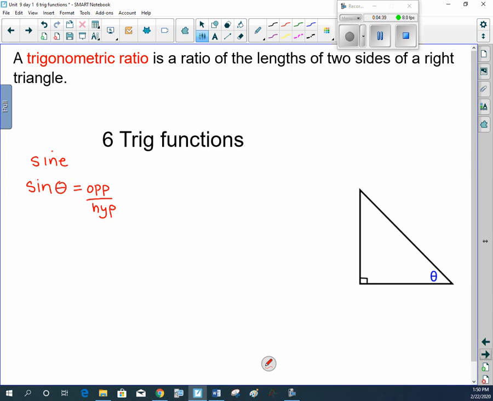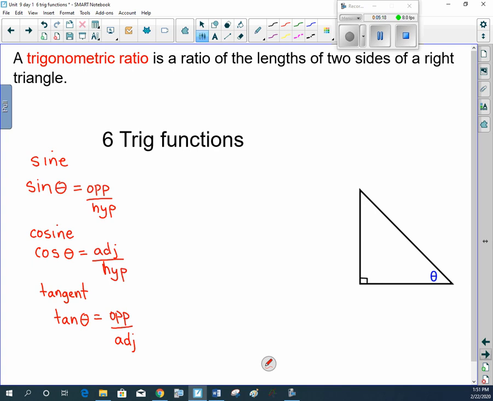Okay, the next trig function is called cosine, and it's abbreviated with COS. So I'm just going to write cosine theta. And then the two sides out of the right triangle that the cosine compares are the adjacent side and the hypotenuse. Okay, and then the next trig function is called tangent, and it's abbreviated TAN, so you would say tangent theta equals, and then the two sides out of the right triangle that it's comparing are the opposite side and the adjacent side.